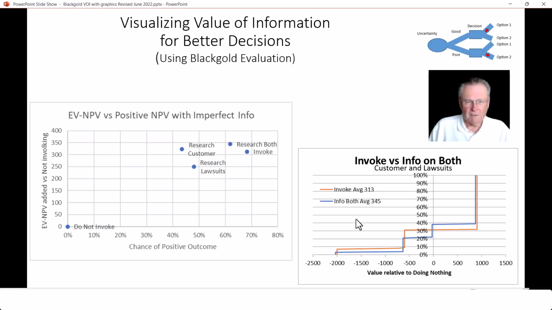This is Brian Putt. Today I want to talk to you again about the visualization of valued information for making better decisions. The real issue is, how do we explain this to our decision makers? I've talked about using the Blackgold evaluation before, and this time I've taken a relook at it and framed the problem slightly different. So let's get into it.